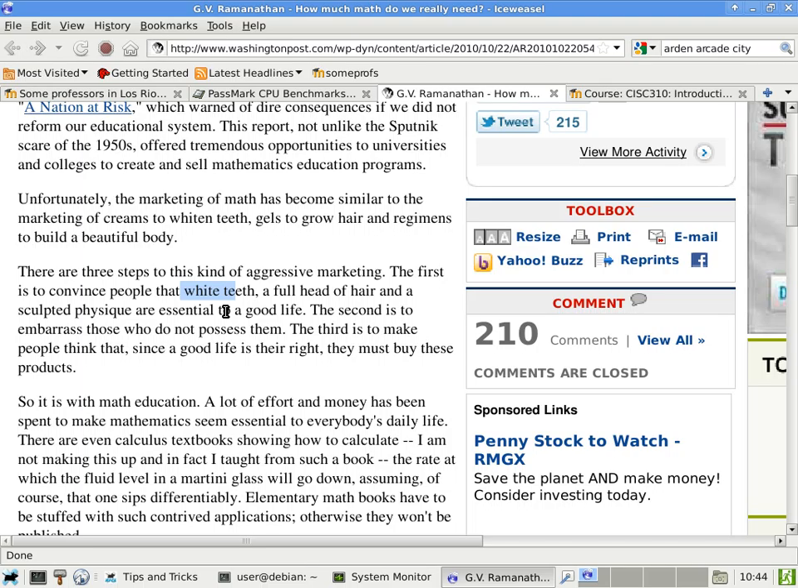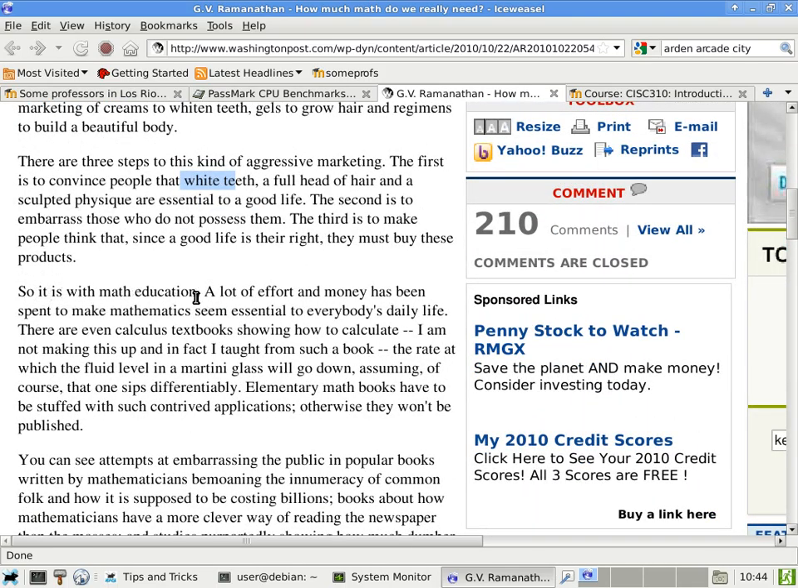Okay, you guys, math is equivalent to Rogaine. Is that good? You guys get the idea, or at least what the author is trying to say? Except it's paid by tax money, in the case of math education. So it is with math education: a lot of effort and money has been spent to make math seem essential to everyone's daily life. So the implication is it is not important or essential to the daily life of most people. That is basically the premise of this article.